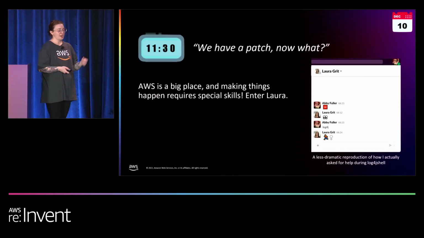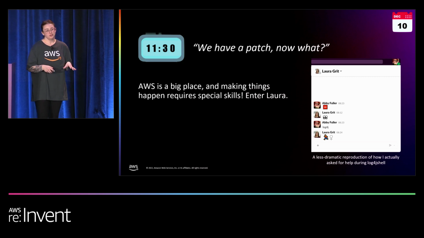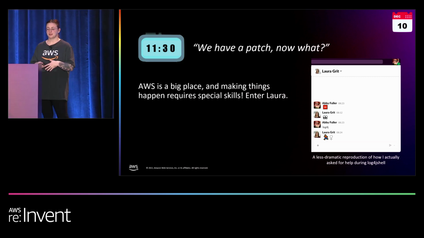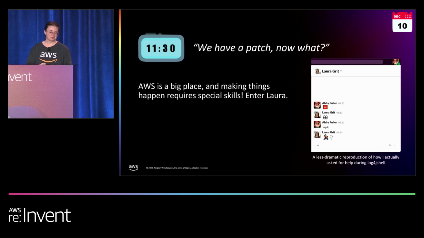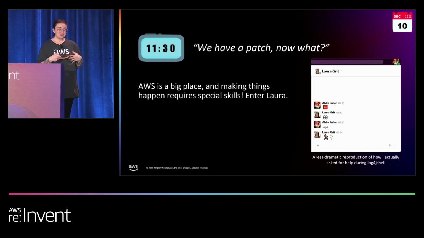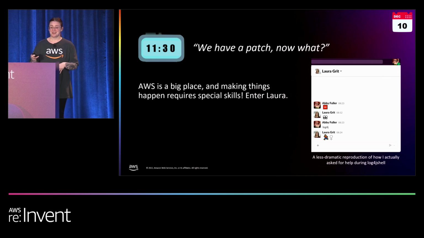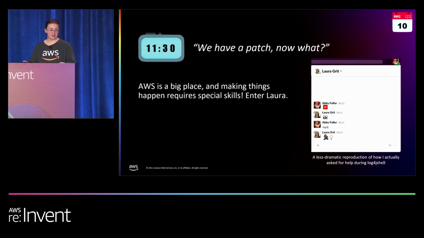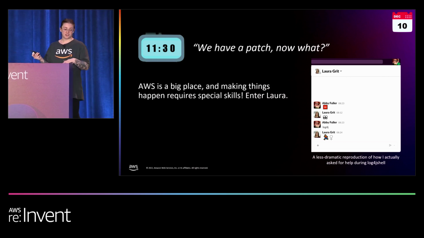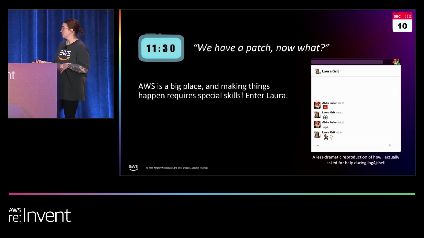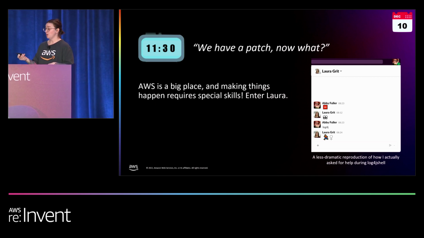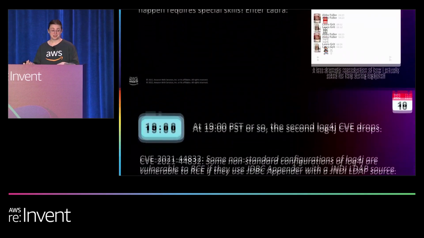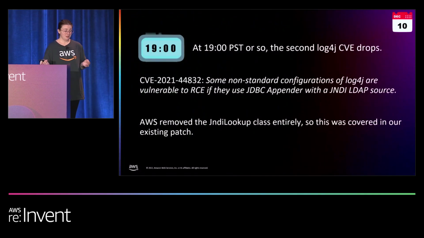And then just like that diagram that we just looked at, around 11:30 on the 10th, we get to the "we have a patch, now what" stage of event response. AWS is big, so making things happen requires some special skills. So at this point, we engage LoRa, right? So how do we get things moving in the right direction? How do we track dependencies and progress and blast radius?